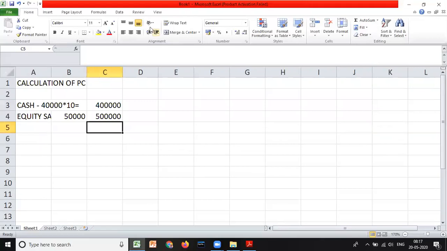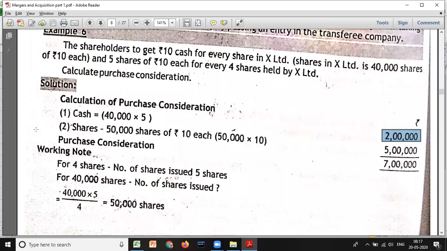Totally, if you add, it will be 9 lakh. The PC amount will be how much? Total PC will be 9 lakh, which is very, very, very important. Okay. So they've done a mistake here. They've calculated 7 lakh. Please correct this. So I think you can change the question here, or you can change the answer itself.